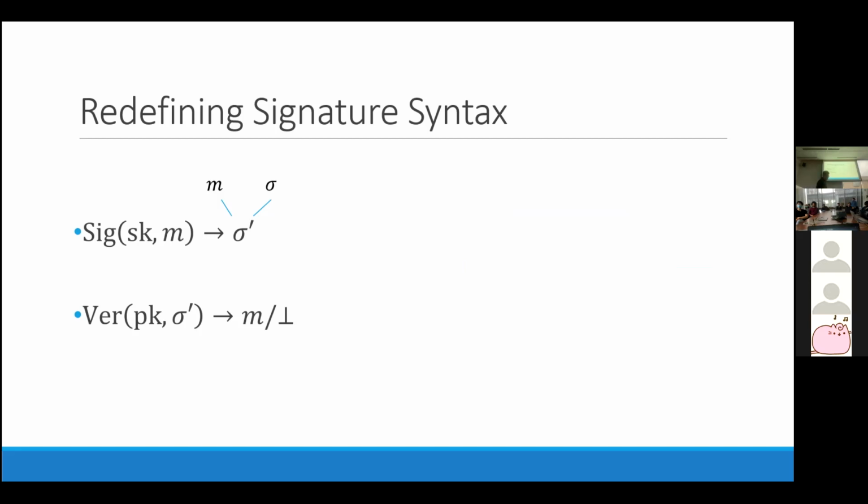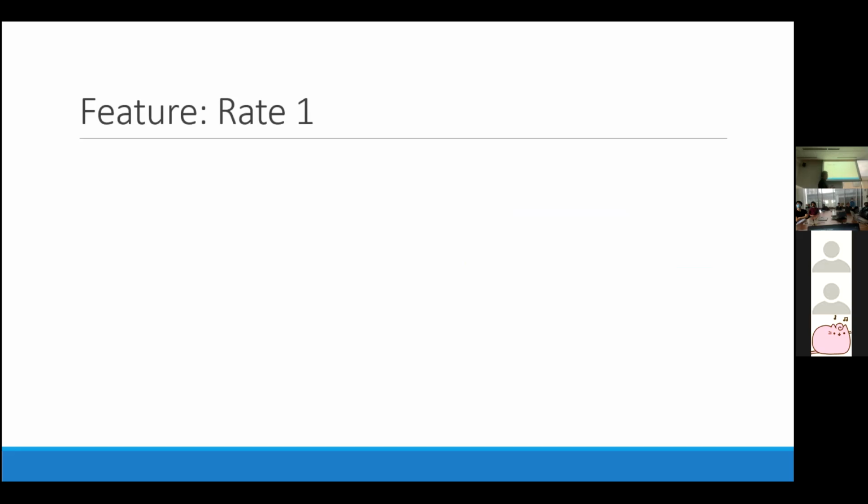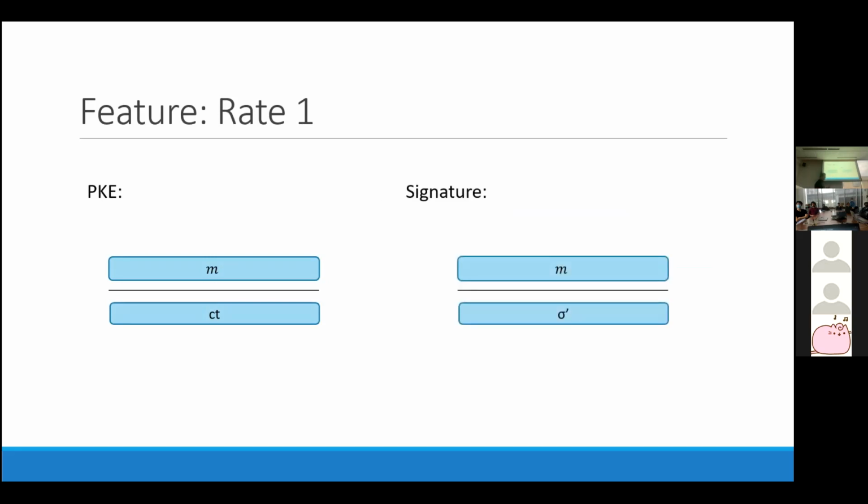With this amended syntax, we define the rate to be the message size over the size of this large signature sigma prime, which already embeds the message in there. That allows us to capture the overhead you're adding by doing incompressible signatures. Remember when I said the key idea is to manually blow up the ciphertext or signature size? That's actually a lie, because you're not really blowing up the size, you're blowing up the entropy in the original message. Ideally what we want is a rate 1, which means for a PKE scheme, your message is almost as large as the ciphertext, and for signatures, your message is almost as long as the signature.